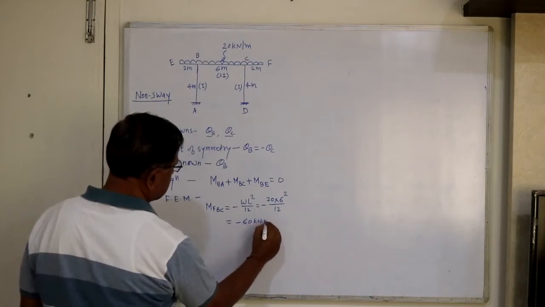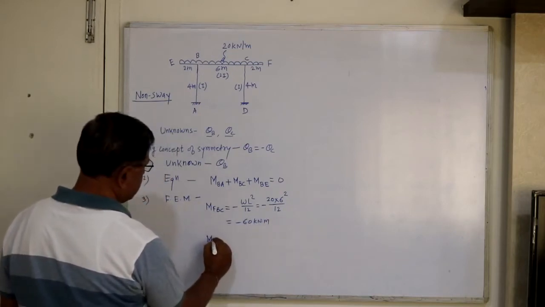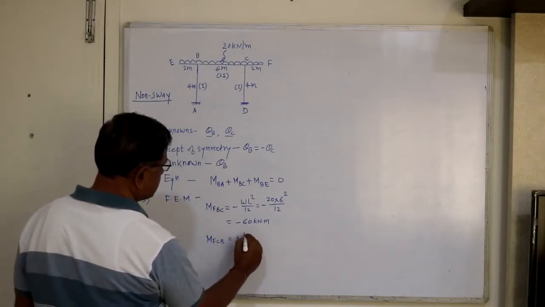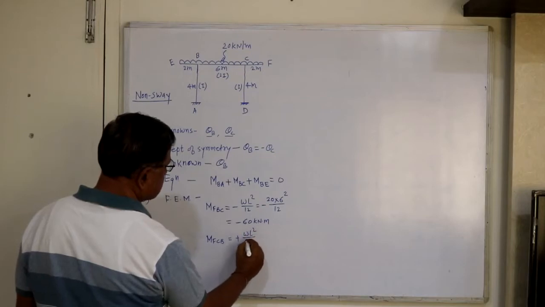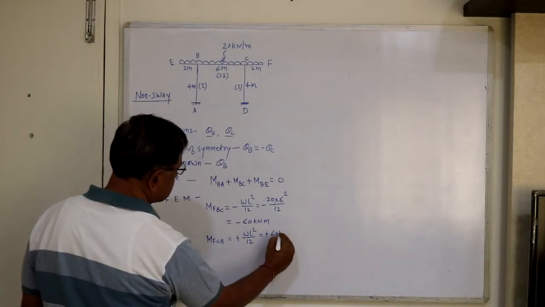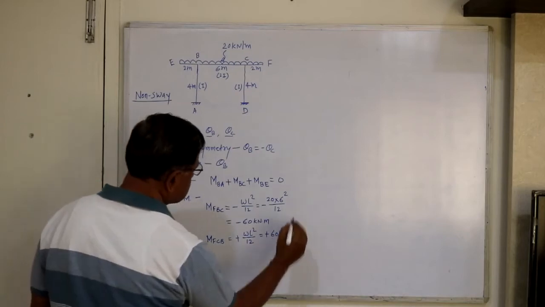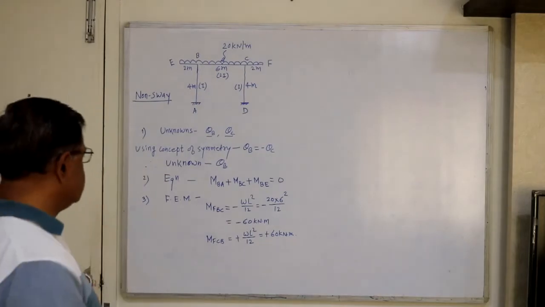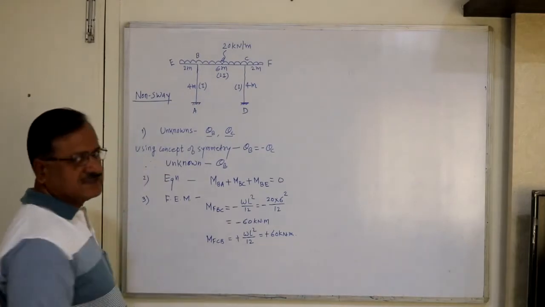Now similarly MFCB, due to symmetry, you will get same fixed end bending moment. So this is plus 60 kilonewton meter, because at the right hand generally we get clockwise moment, so clockwise is positive. So these are the fixed end moments.